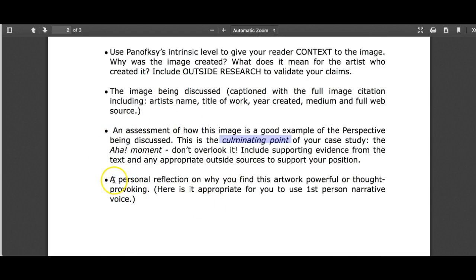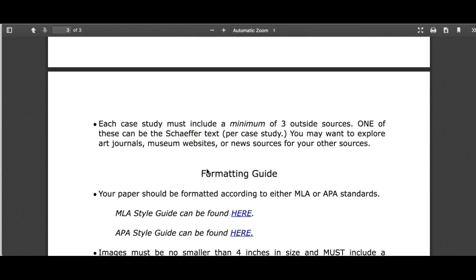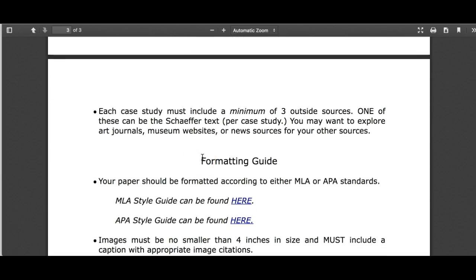And then we want to include a personal reflection on why you find this artwork powerful or thought-provoking. So here and here only is it appropriate for you to use first-person narrative voice: I, me, my. So it is important in the formatting that you think about how you're going to break up those individual sections. So before I get into that, I skipped over this one.